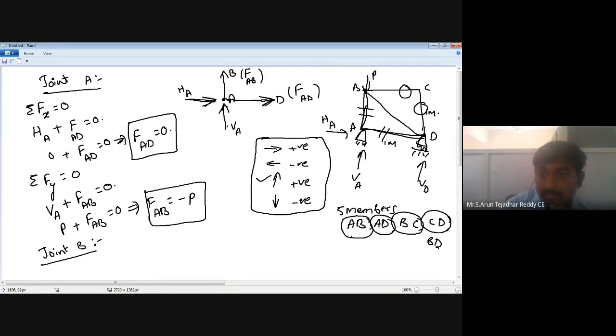See, first of all, the member forces at joint B: B to C, one member force; B to A, another member force; and B to D. It means at joint B, totally 3 members are acting and one external load also acts here, that is P. This is joint B, with B to C, B to A, and one more, B to D. Our nature of force is assumed as tensile, and this is the tensile direction.